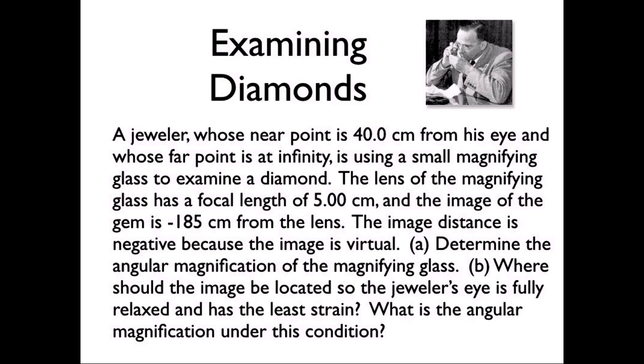Notice it's negative because that's a virtual image that you're forming when you're holding an object this close to the lens. The image distance is negative because the image is virtual. We want to find the angular magnification of the magnifying glass. Where should the image be located so the jeweler's eye is fully relaxed and has the least strain? And what is the angular magnification under this condition?